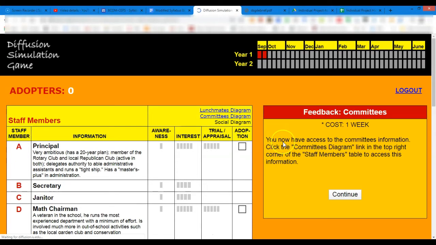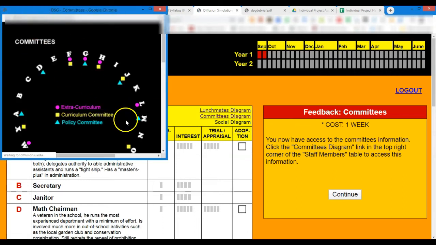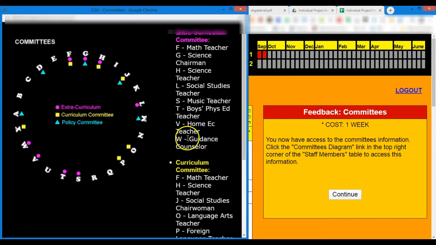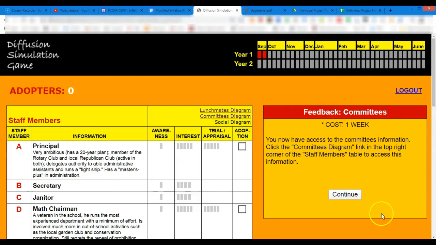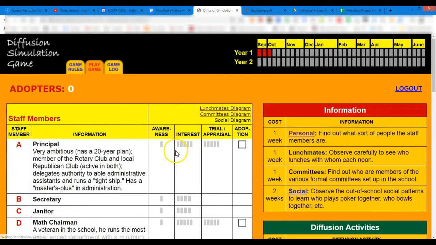Okay, so submit. Now I got here another thing says committee diagram. Okay, I got a diagram here. It gives you another diagram. You can see here that extra curriculum committee, you have curriculum committee, math. Now it gives you each one, this and this and this and this, they belong to one committee. It tells you who this and this, G is in both, in two committees. You can check the color here, okay? And then this will give you an idea. Say continue, it will cost me 1 week.